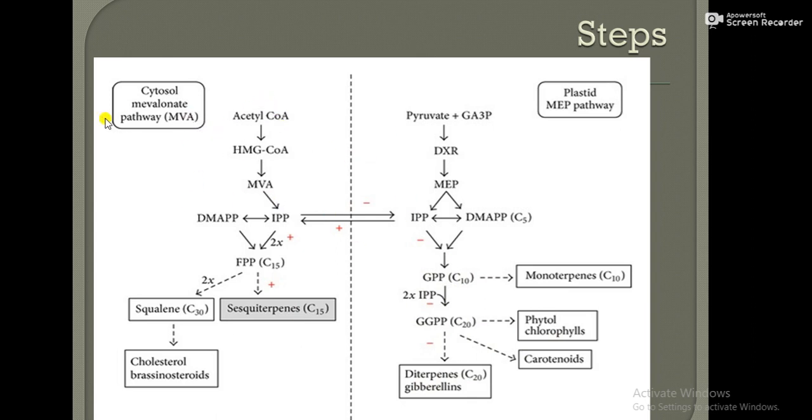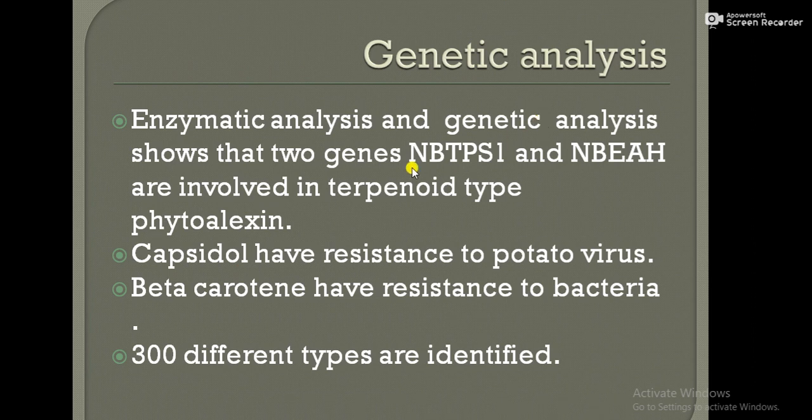This is how capsidol is synthesized: by the mevalonic acid pathway in the cytosol and the MEP pathway in the plastid. Enzymatic analysis and genetic analysis show that two genes, NbTPS1 and NbEAH, are involved in the synthesis of terpenoid phytoalexins. When a pathogen attacks the plant, these genes get activated. When these genes get activated, they drive the terpenoid phytoalexin pathway.